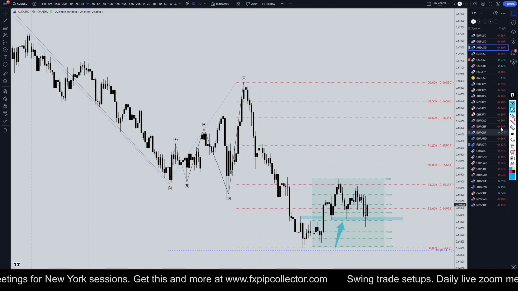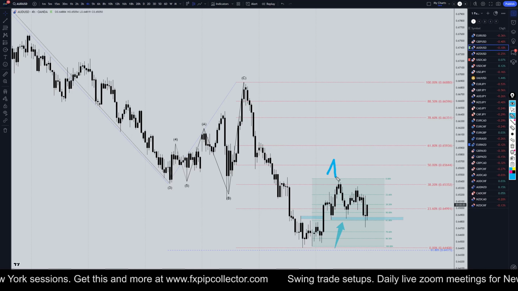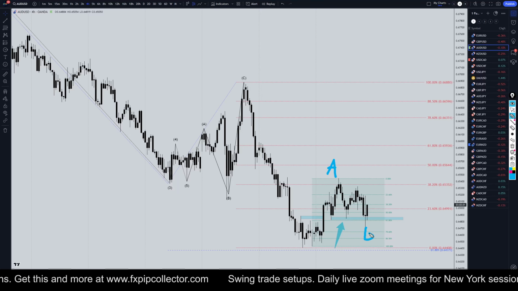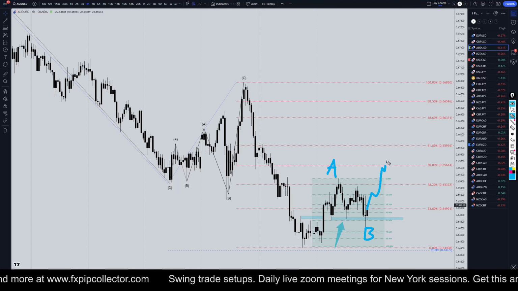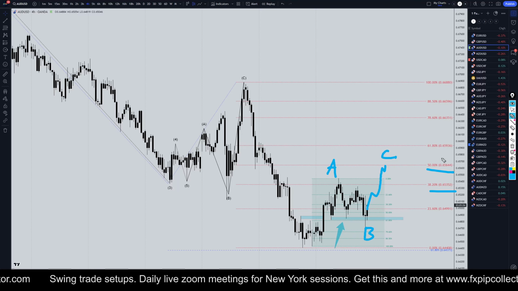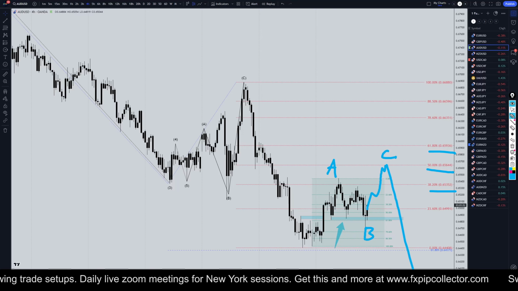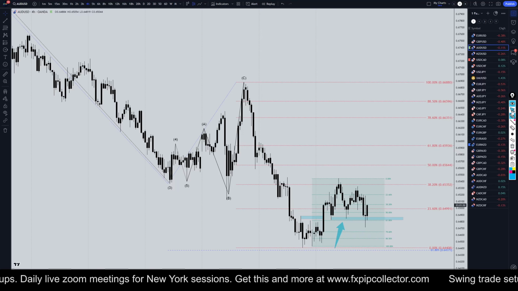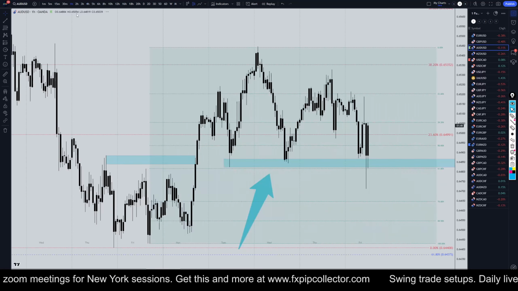Taking it down to the 4 hour time frame, to me it still looks like this could be a wave A. Looks like it made 3 waves down for a B. It kind of looks like it might be going up for a C. Now if it is an ABC crescent, I would keep a close eye on these Fibonacci levels for a possible turn back down to the downside. So taking it down to the 1 hour time frame.